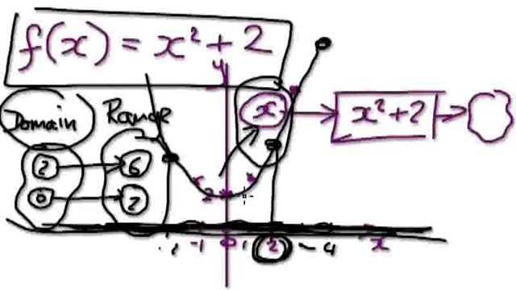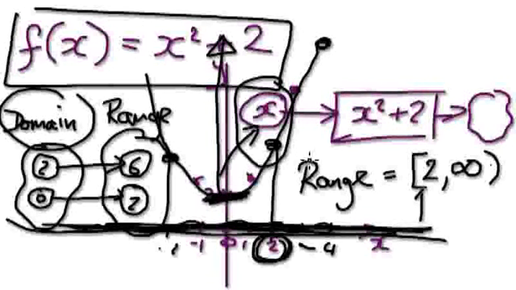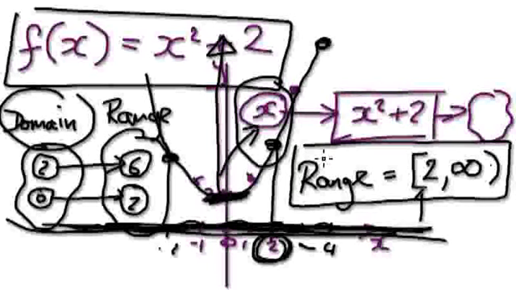Okay, and your range, well, if you look at the range here, the lowest that this could be is 2, and then it goes on forever to the top. So the range in this case is going to be 2, comma, and then what's called infinity. Okay, and I will elaborate more on this later on. But roughly, it doesn't matter if you don't understand the notation here. I will explain more of it.